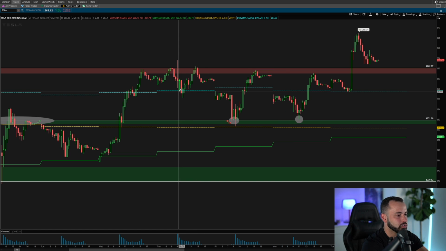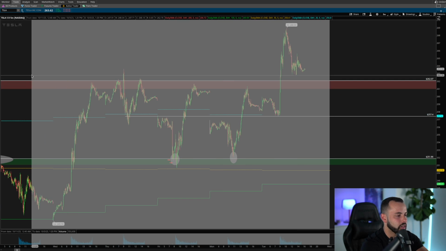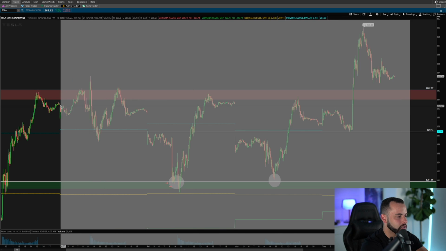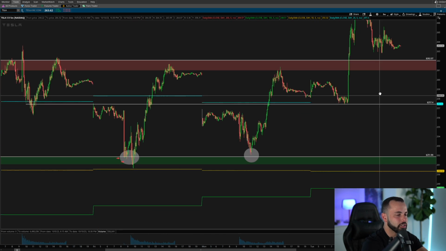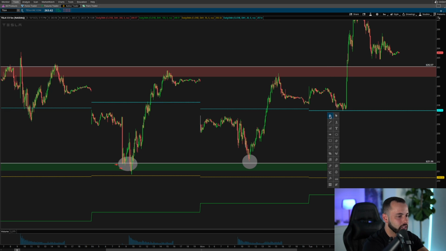Why did Tesla squeeze so aggressively this morning? And this is where you're going to see our morning watch list really come into play. So if we zoom in here on the 5-minute chart, there's a reason why Tesla squeezed right off the open today. And we can look back, right?